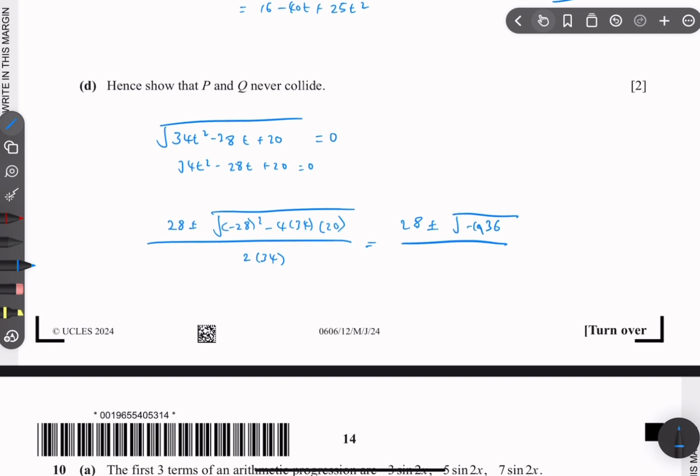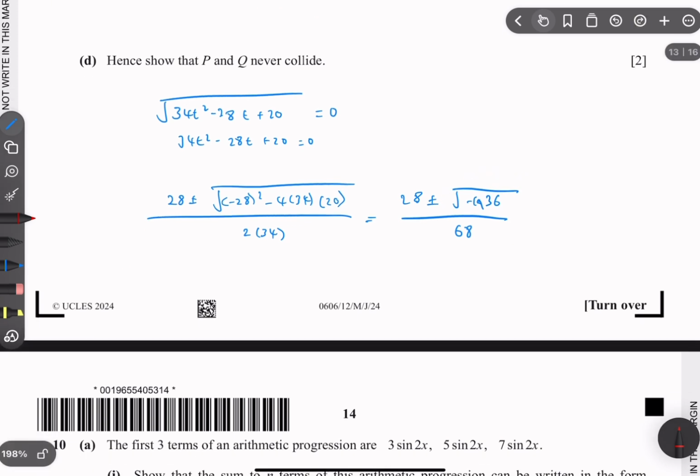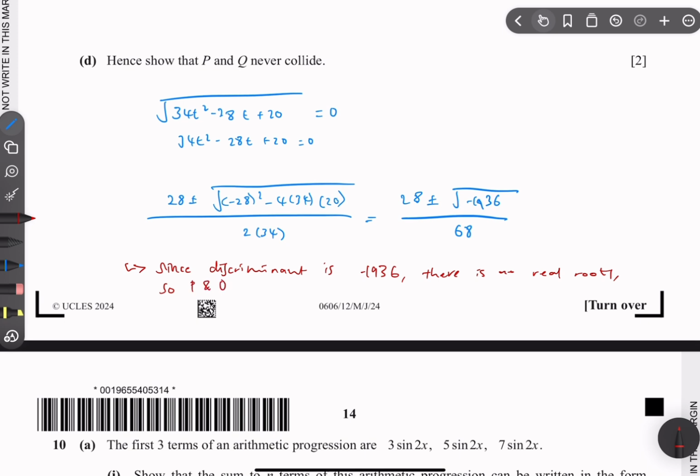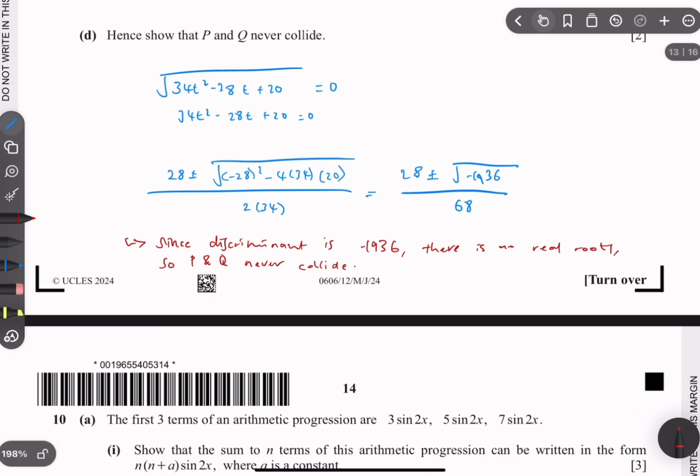And if you see here, the discriminant is actually negative, which is this part is negative. So you can explain, since the discriminant is minus 1936, there are no real roots. So P and Q never collide, because the distance between them will never be 0.